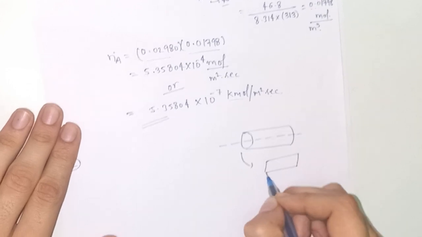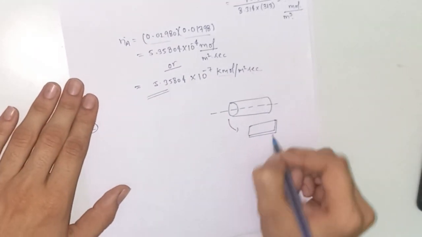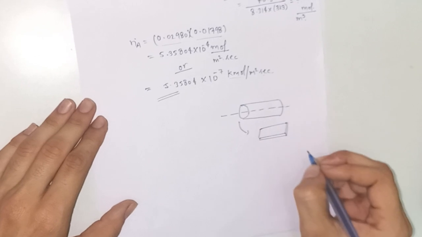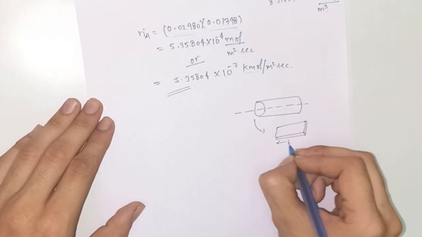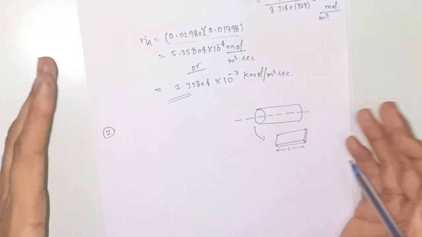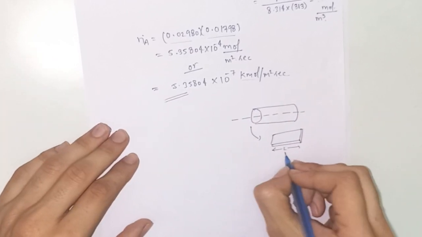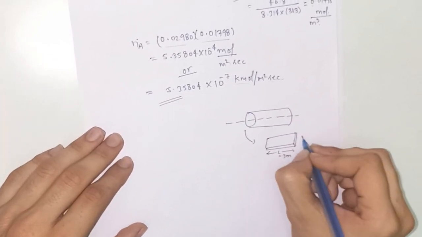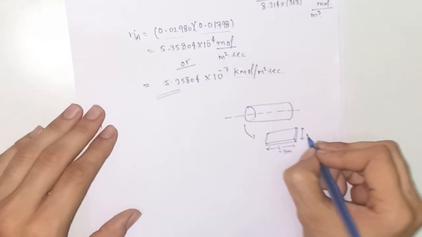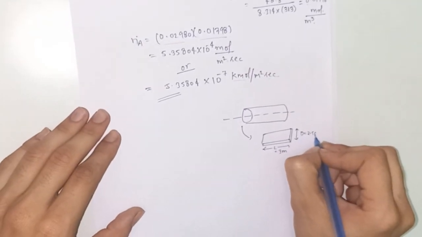So in the shape of a flat plate, it is just turned into a flat plate, and now we are going to have a length that is equal to the height or the length of that cylinder, that is equal to 3 meters. Okay, and the breadth is equal to the diameter, that is 2.5 centimeters.